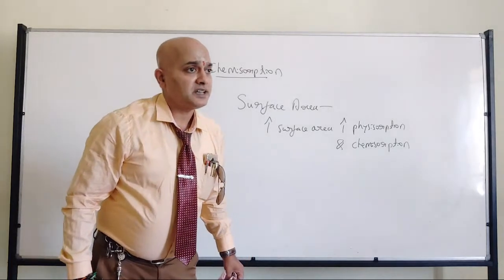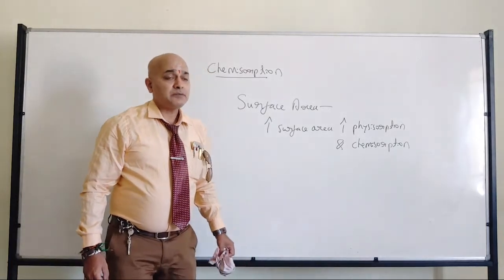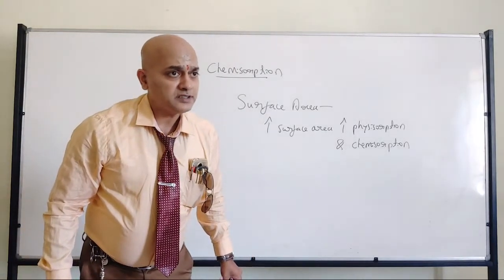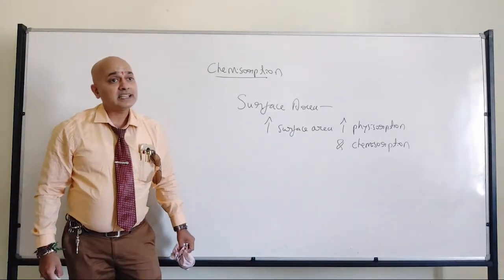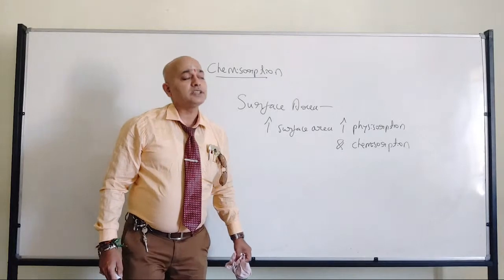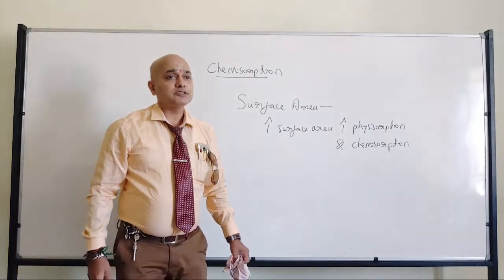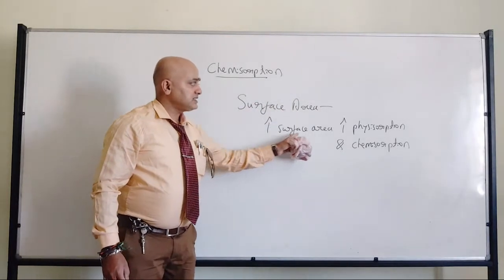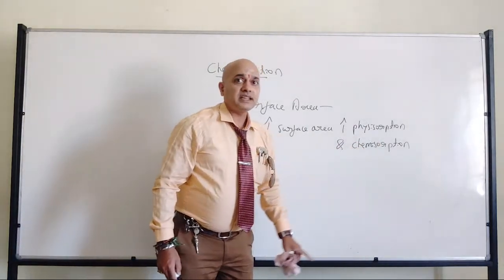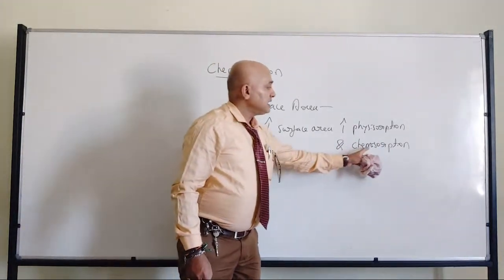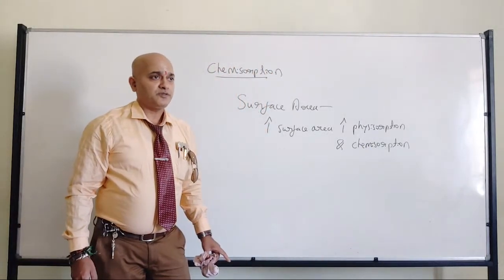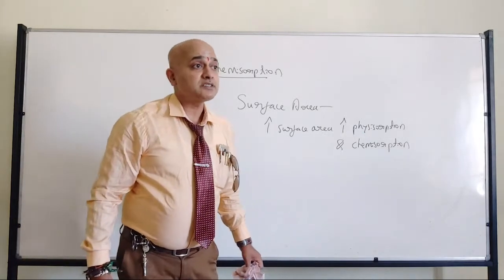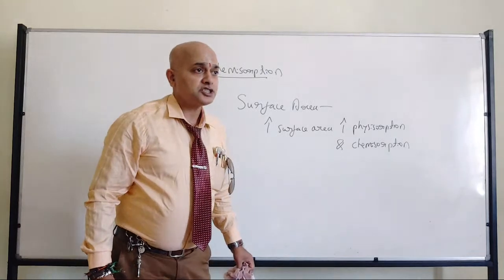Now Manjushri has written that physisorption is multimolecular and chemisorption is unimolecular. Yes, because there is physical interaction in physisorption and chemical interaction in chemisorption. Therefore, physisorption is normally multimolecular and chemisorption will be unimolecular. Fine. So increase in the surface area will increase physisorption and chemisorption also. That's where we have discussed physisorption and chemisorption. All of you have understood.